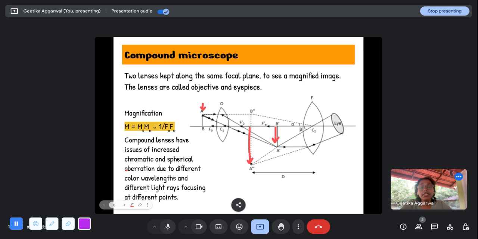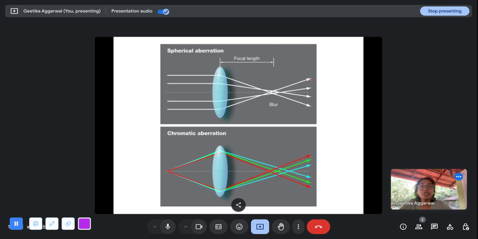And with compound lenses, you face issues when you're looking at compound microscopes, because there is an increased amount of chromatic and spherical aberration. I'll explain to you with a diagram what is chromatic and spherical aberration. So basically, chromatic aberration is when the wavelengths of different colors are focusing at different points, and spherical aberration is when the light rays get focused at different points. So as you can see in this image, this is spherical aberration. Here light rays are traveling, and when they pass through this lens, they're not able to focus at the same point.